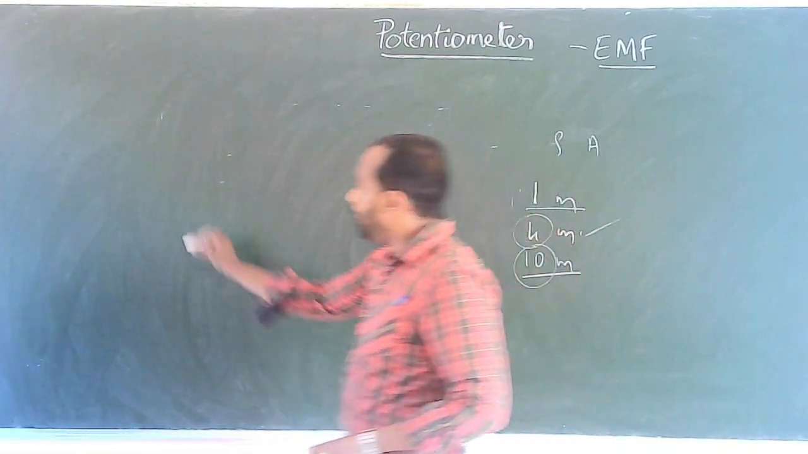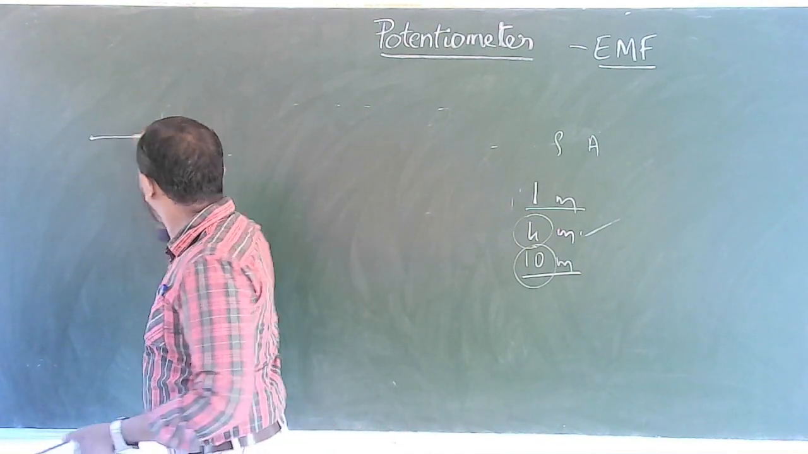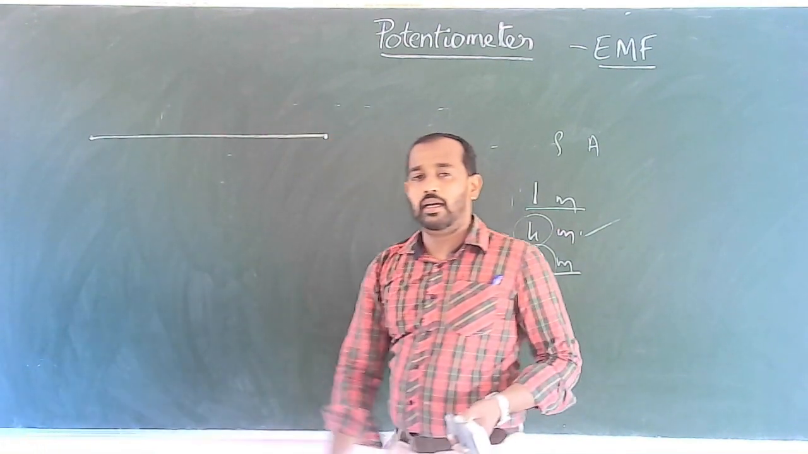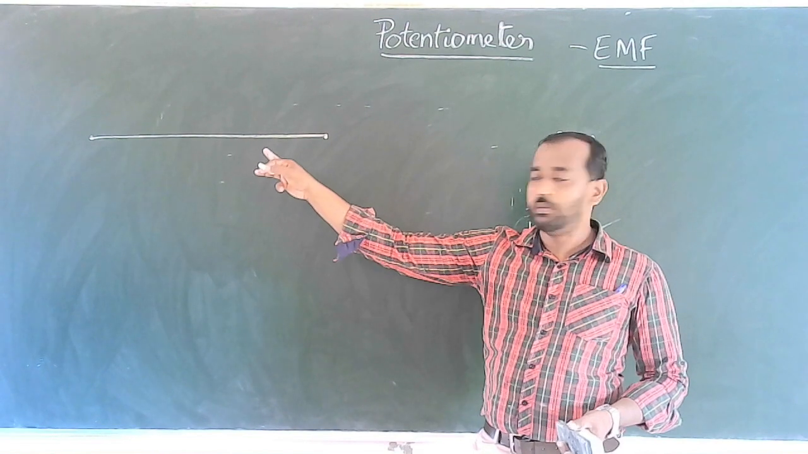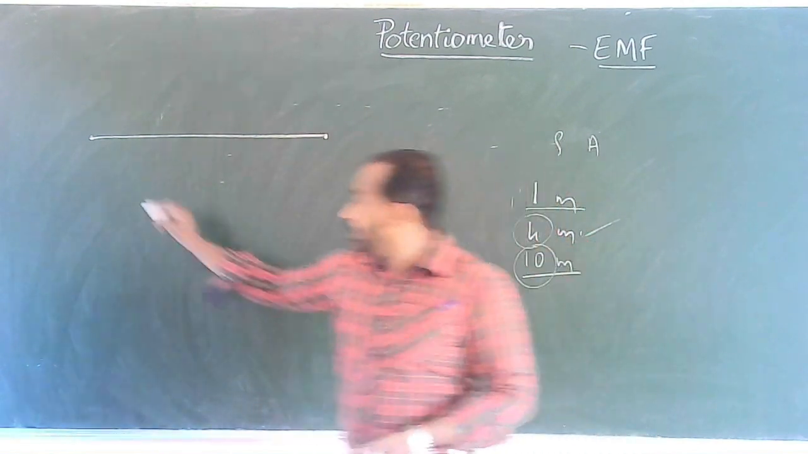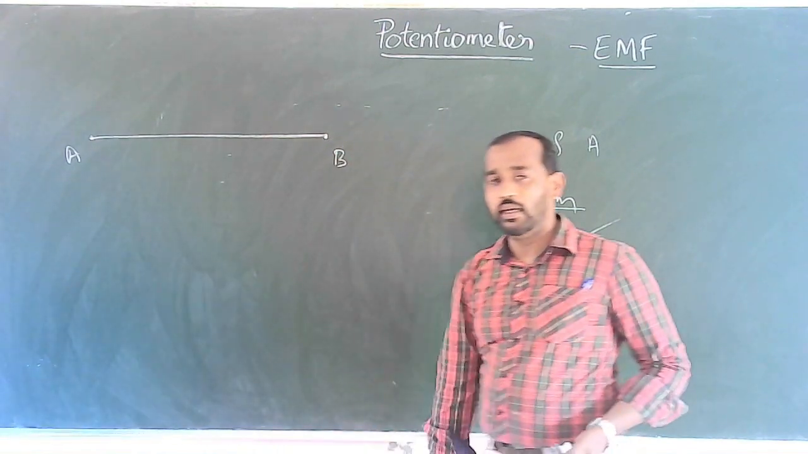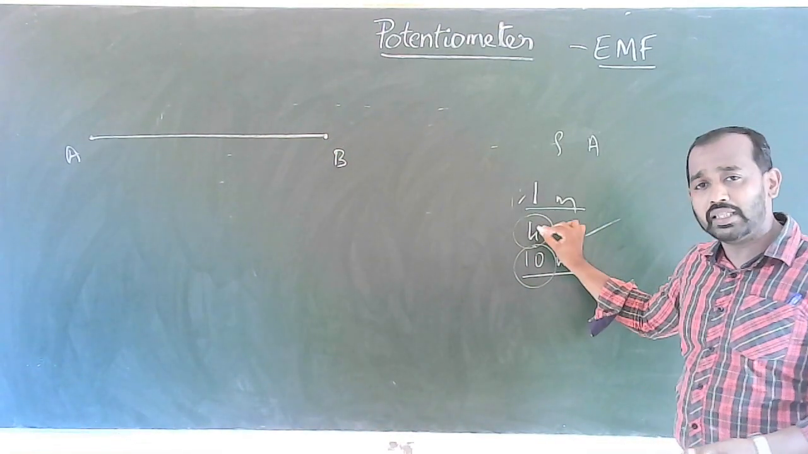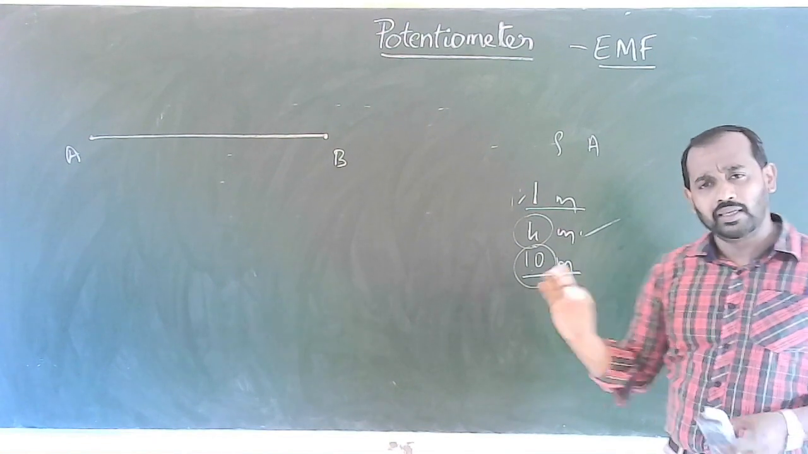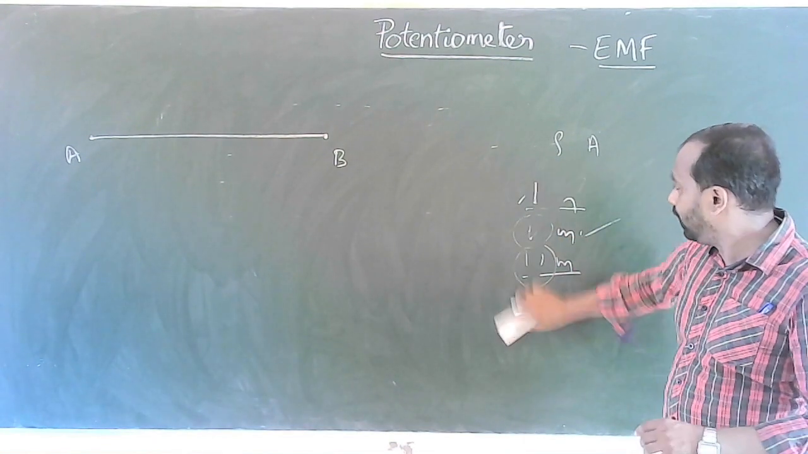Okay, so I will take the potentiometer wire like this. The starting point is represented as A, the end point will be represented as B, and it may be either 1 meter length or 4 meter length or 10 meter length. But that is how it will appear.